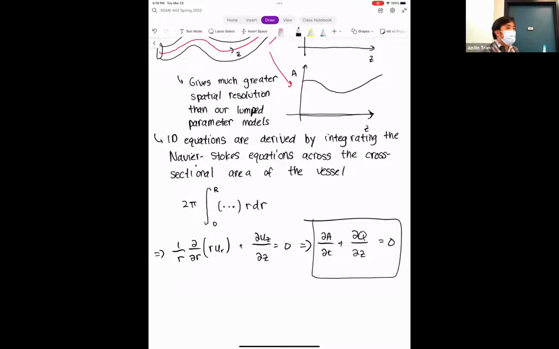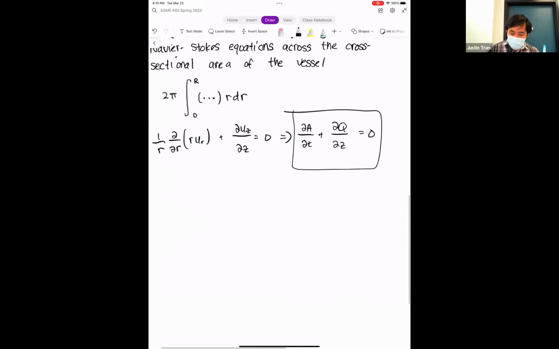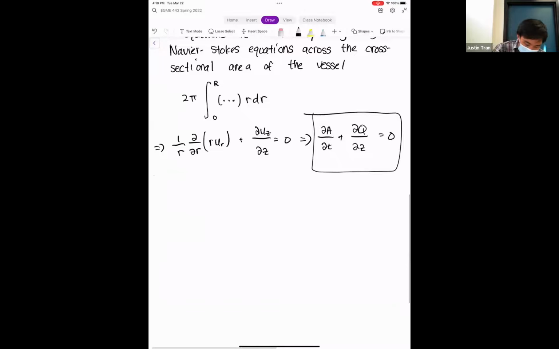Okay, so any questions on any of this so far? Okay, all right, so let's go ahead and continue on with our momentum derivation.